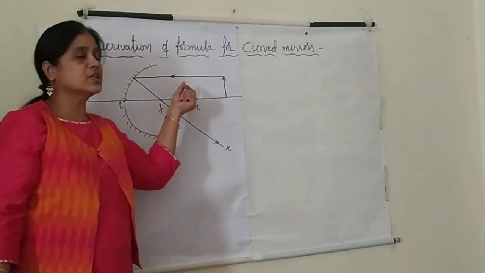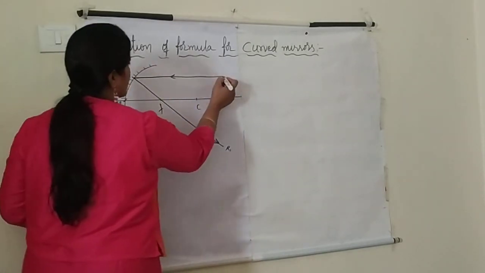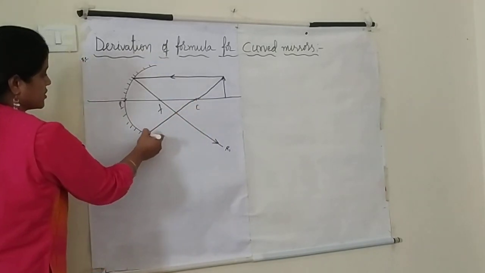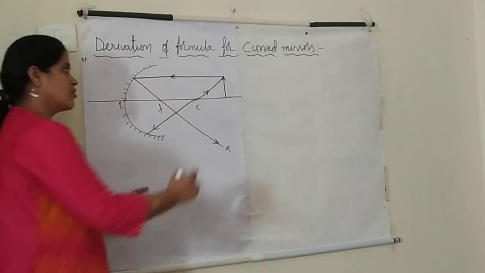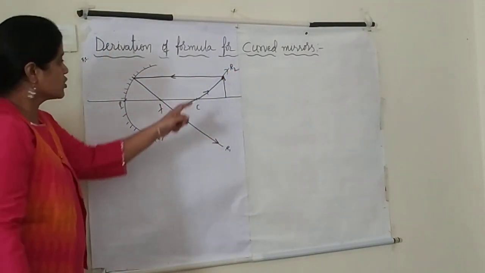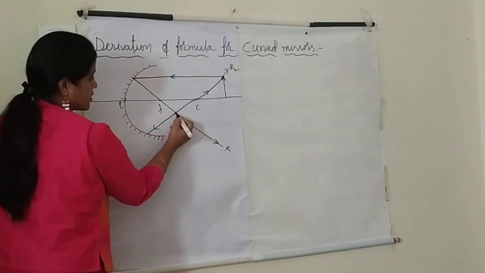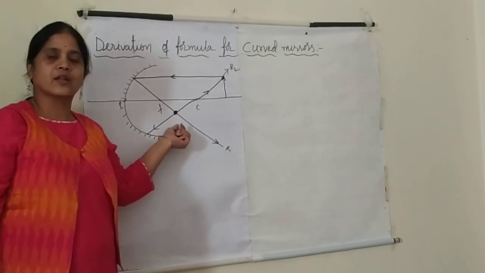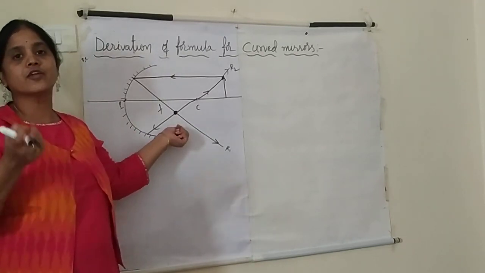Next, instead of rule 2, I am applying rule 3. When a ray is passing through the center of curvature, the reflected ray also passes through the center of curvature only. So these R1 and R2 are meeting at this point. The reflected rays are meeting at one point, so we will get a real and inverted image.